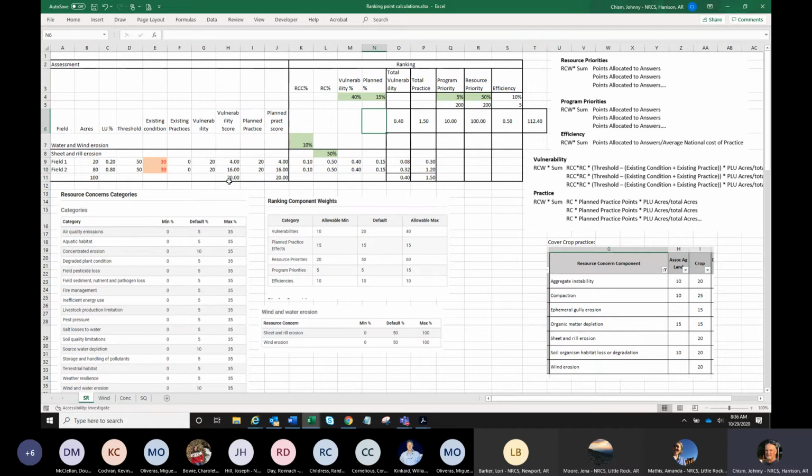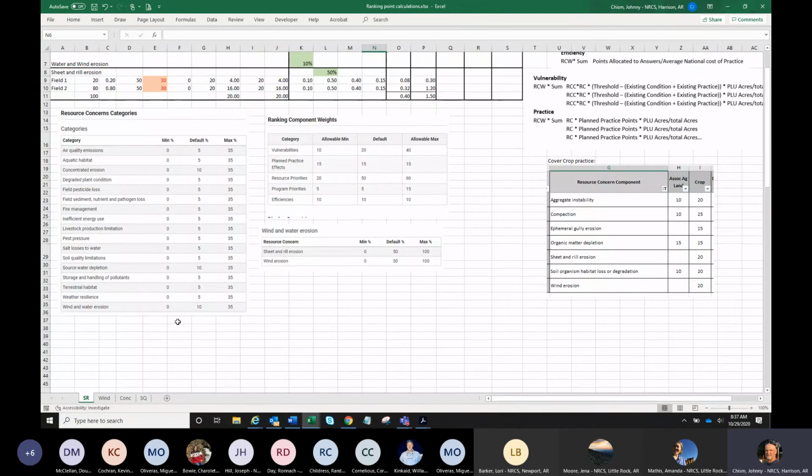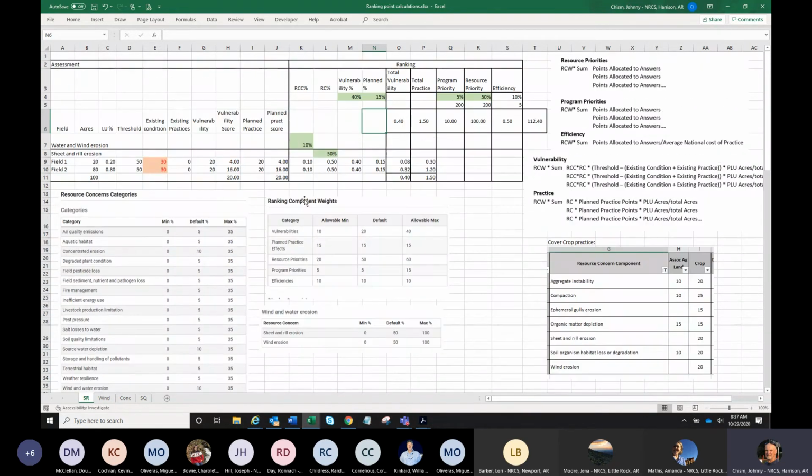And the same thing, I can also adjust these water and wind erosion resource concern categories. Right now it's at 10, but I could go up to 35. So if I do 35%, then that also increases my vulnerability score because it's more vulnerable to sheet and rill erosion. And for example, let's say I'm not concerned about wind. I just want it all to be sheet and rill erosion, so I can change this to 100. Well, that increases both the vulnerability and the total practices based on that change.